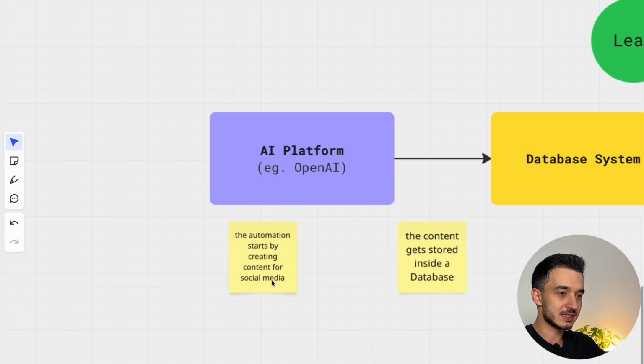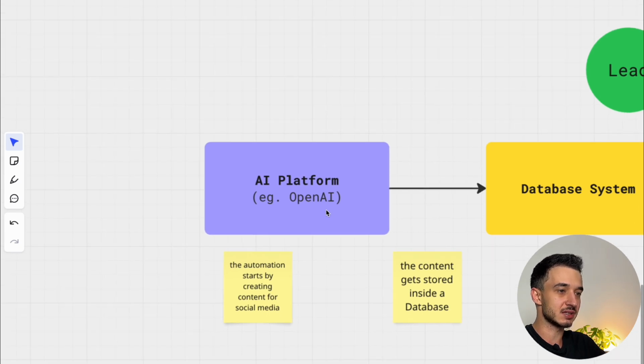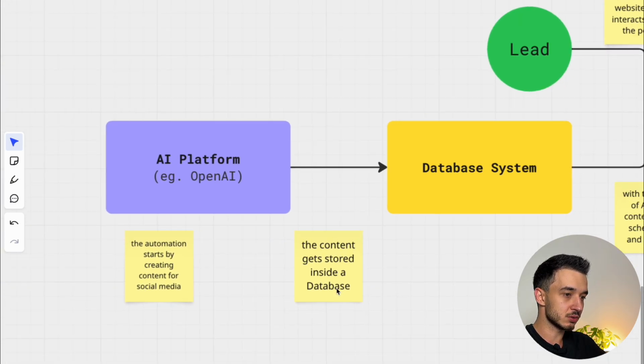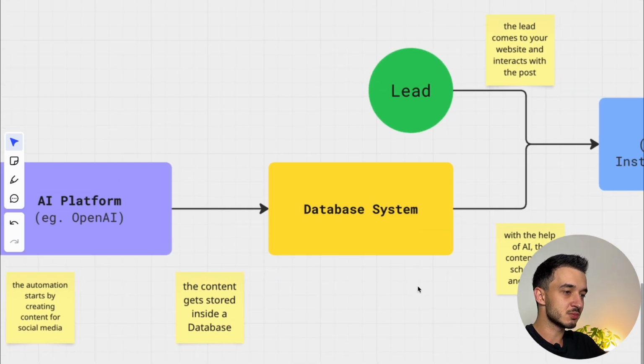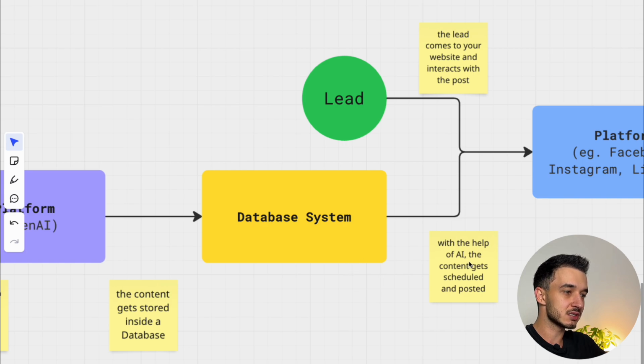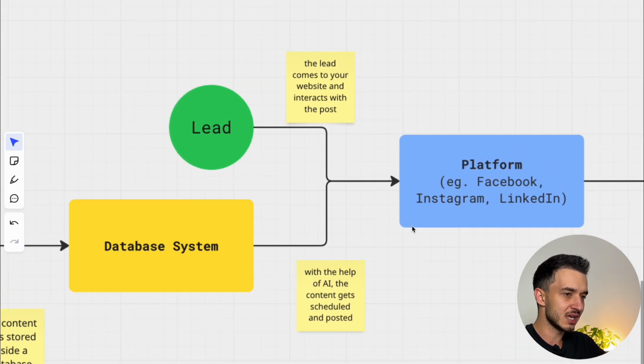This automation starts by creating content for social media. Let's take OpenAI's ChatGPT as an example, because with their new update, their image generation got to a whole other level. Then through an integration, this content needs to get stored inside the database. Let's say you can use n8n or Zapier. From the database system, with the help of AI with another integration, the content gets scheduled and posted on any platform you'd like. You can use Facebook, Instagram, LinkedIn, and all the other social media platforms.